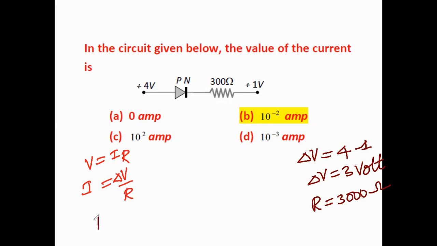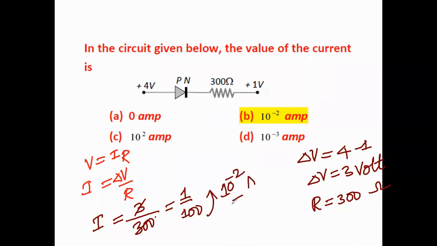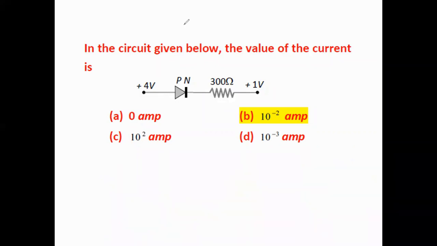From this we write the current passing through it: I is equal to delta V, the potential difference 3, divided by the resistance offered by it. It is 300, not 3000, it is 300 ohms. So this will get cancelled 100 times, giving 1 by 100. If you bring it to the numerator, it will be 10 power minus 2 amperes.